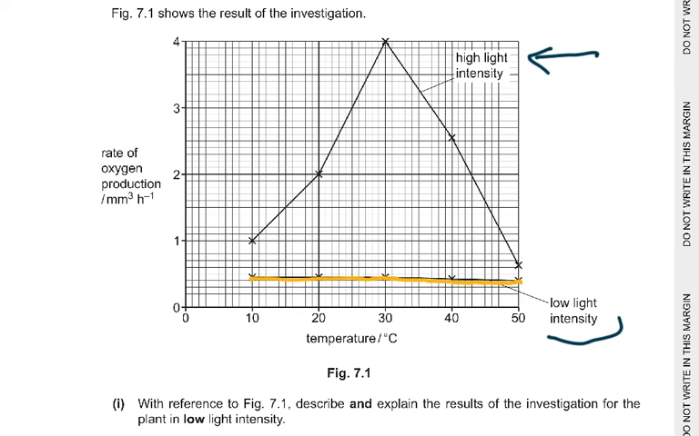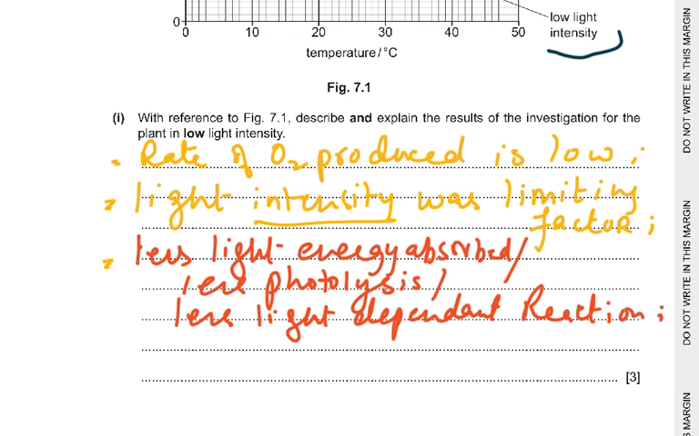And the explanation would be light intensity was the limiting factor, less light absorbed, less photolysis, less light dependent reaction. So the rate of oxygen produced is low. This will be the describe, and the explain would be these: less light intensity was the limiting factor, less light energy, less photolysis, less light dependent reaction.